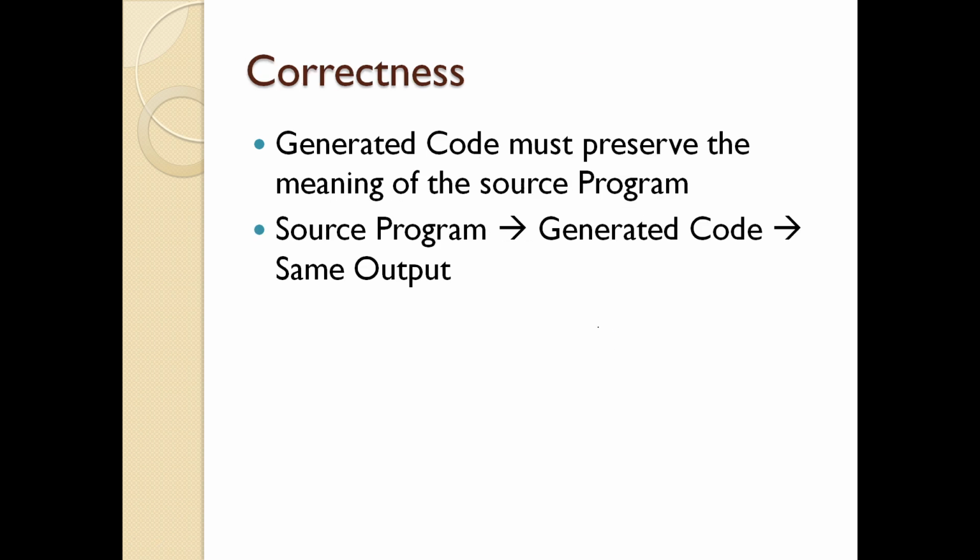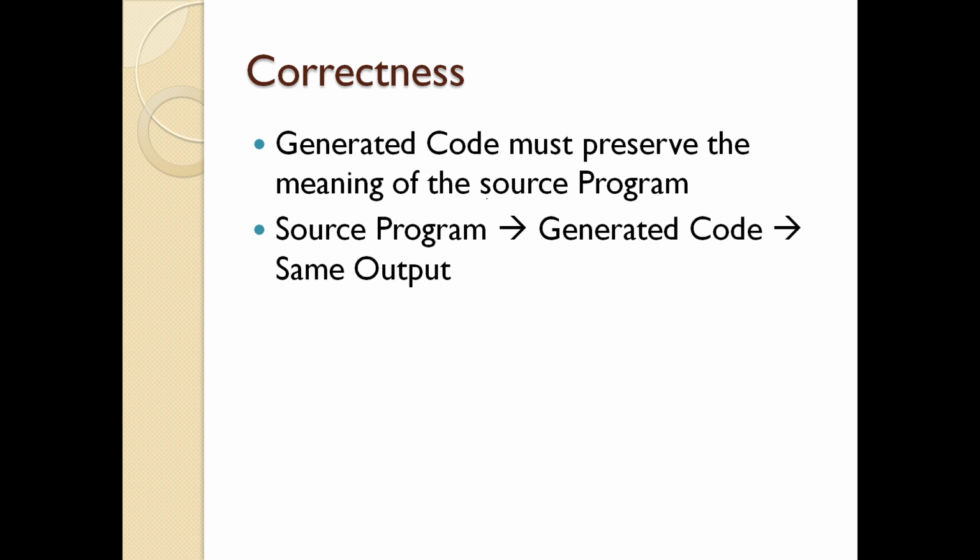First comes correctness. See, if the source program says add two numbers, the generated machine code must also perform the same addition, right? So, generated code must preserve the meaning of the source program. The compiler should never change the meaning of the program. This property is called correctness.